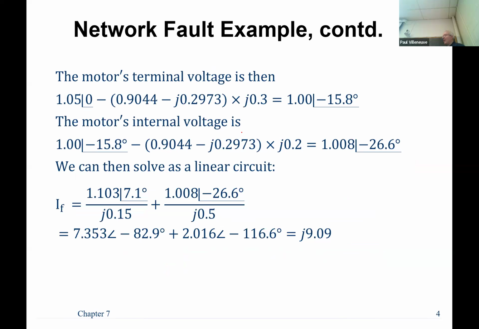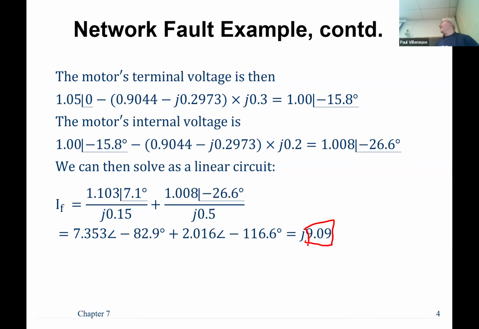So that current works out to be j9.09 per unit amps. I don't care so much about the fact that it's j9.09. It has an angle. I really care about magnitude for fault current. So you'll hardly ever see angles associated with fault current. It's really magnitude because it's I squared times T. It's the magnitude of the current that a device experiences squared times the time period, and that's what indicates the heating and thereby damage. So I really only care that this is 9.09.